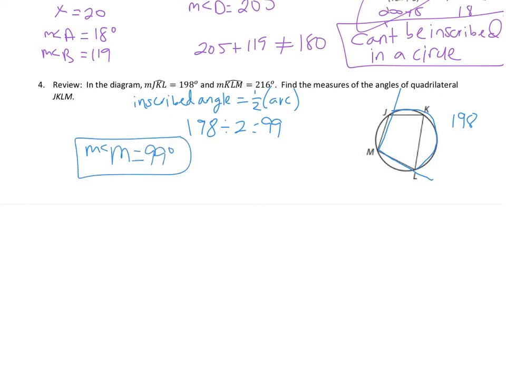Now remember, our M and K are going to be supplementary to each other. So if we take 180 minus 99, we get 81. So measure of angle K is going to be 81 degrees.